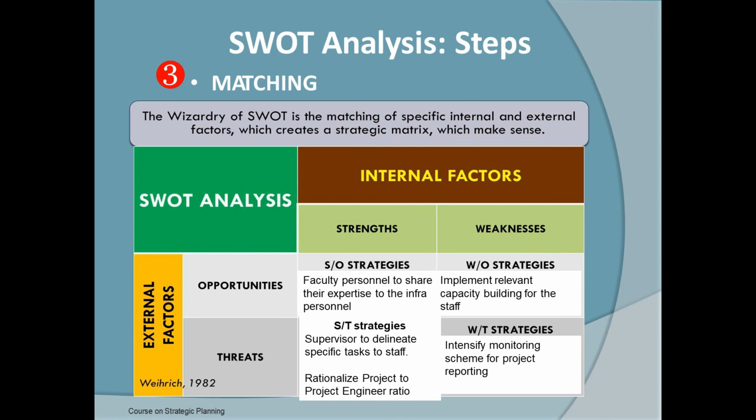Like for example, a certain engineer doing supervisory works, at the same time doing paperworks, at the same time doing design and drawing of the plans. So there will be no delineation of tasks to that staff in which the staff is actually performing a lot of tasks or multitasking activities. So another strength and threat strategy is to rationalize project to project engineer ratio.